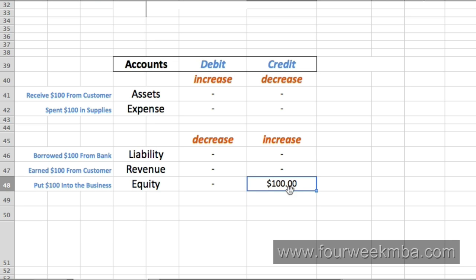But as you already know, this is not good enough. We are missing a second step here. When you put money into the business, again, this money can be used to buy some assets, and if you do so, it means that your assets will in any way increase, and that's what you do. You record the $100 under assets here, and that's how you balanced your transaction.